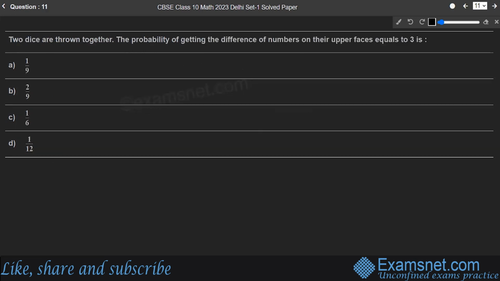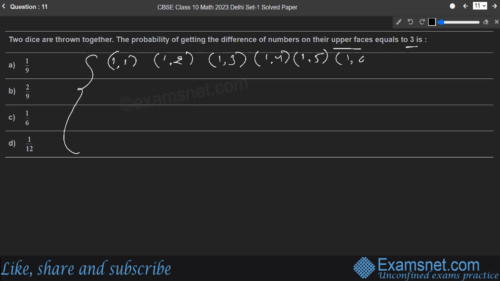Now let's have the 11th question. Two dice are thrown together. The probability of getting the difference of numbers on the upper face equal to 3. So let us see what they are asking for. The probability. If two dice are thrown, we need to know how many cases there are. The dice can show 1 1, or 1 2, or 1 3, or 1 4, or 1 5, or 1 6. These are the six values starting with 1 that the dice can have.